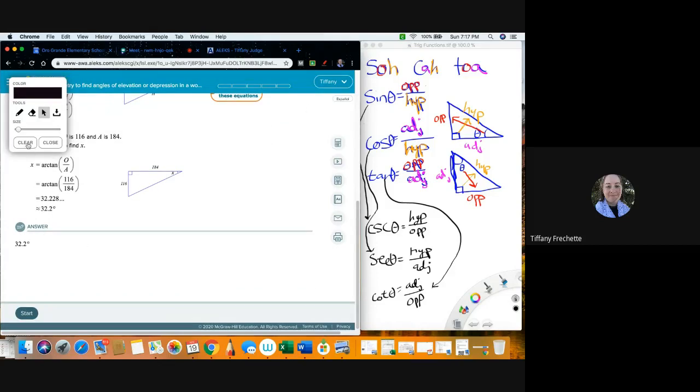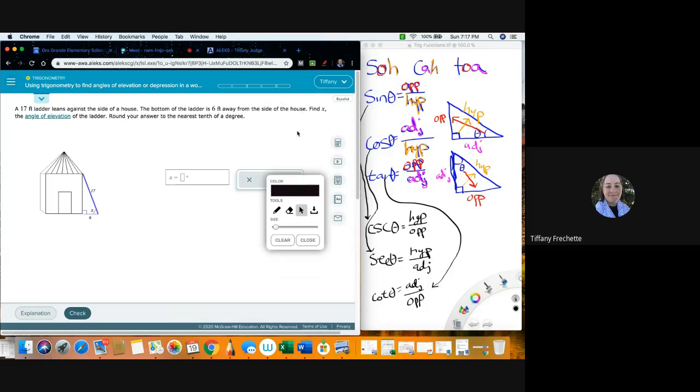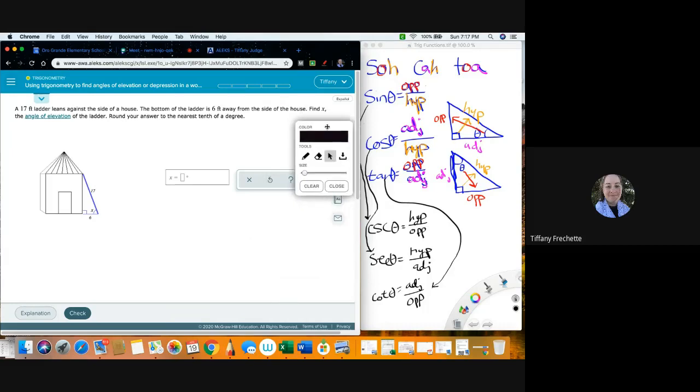We just have to decide which trigonometric function we are going to use, and then we apply our rules here. Okay, so this says, trying to get my little pen tool out of the way here.